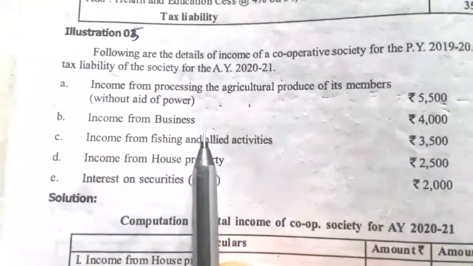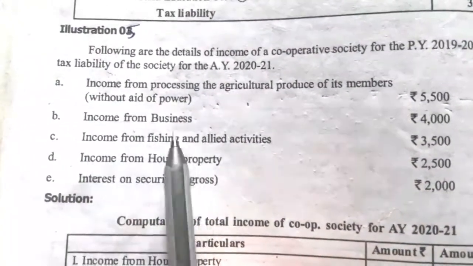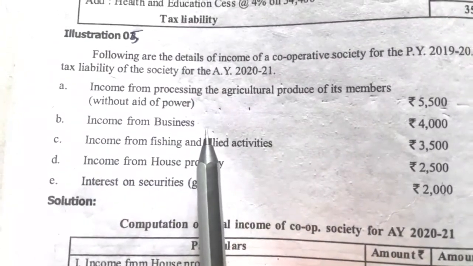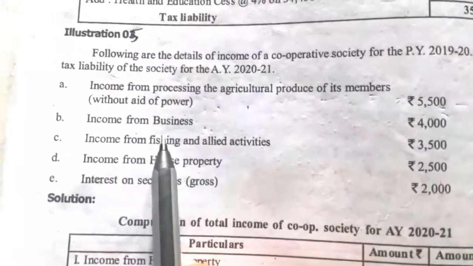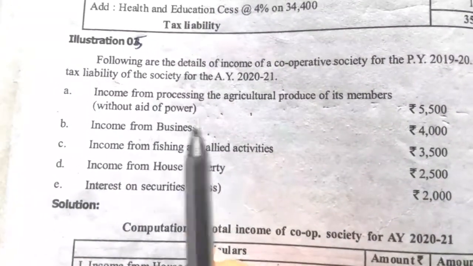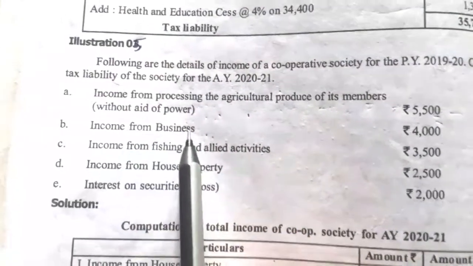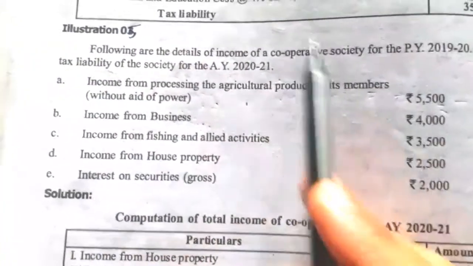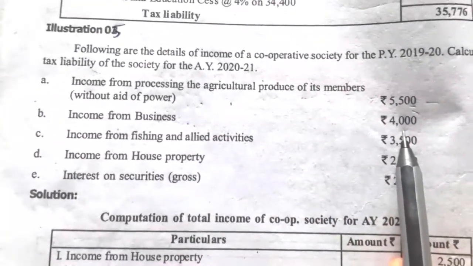Next, income from business, rupees 4,000. This is business income, so we take it under the head Section 28 business income, 4,000. Again we can claim deduction under Section 80P, as this is income from other business. The cooperative society can claim deduction for this 4,000 under Section 80P.